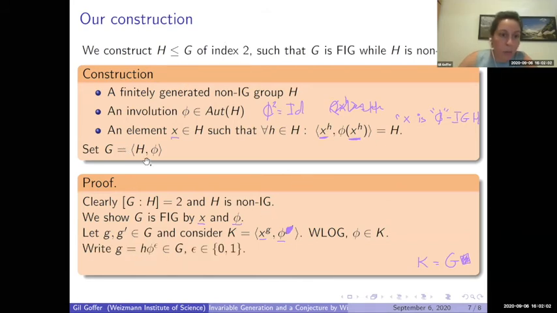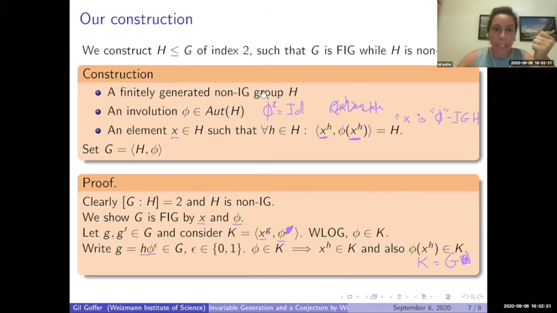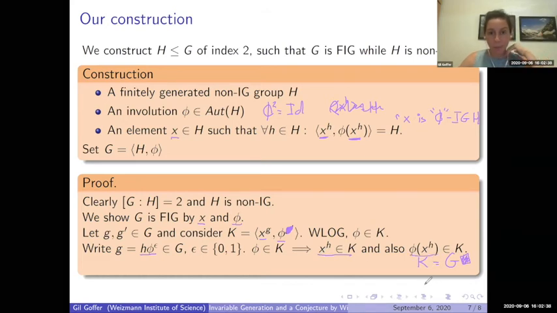Now, since our group G is generated by H and phi, I can write G as follows: H times phi to the power of 0 or 1. The form of G may either be just H or H phi. Now, since I assume that phi is in K and x conjugated by G is in K, then by conjugating by phi again, I get that also x conjugated by H is in K. And since phi is in K, then also phi of this is in K.